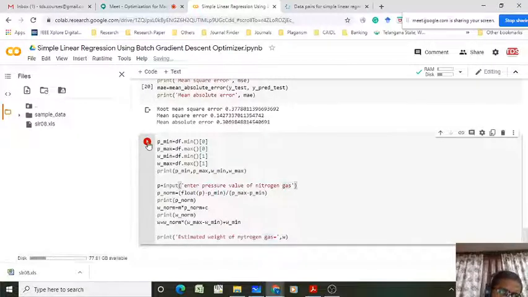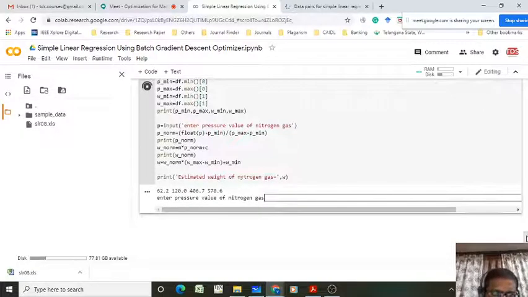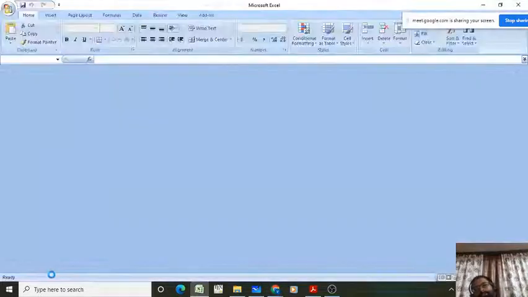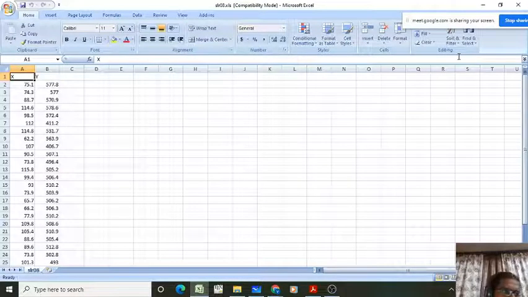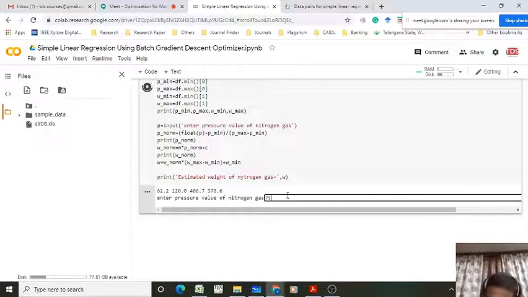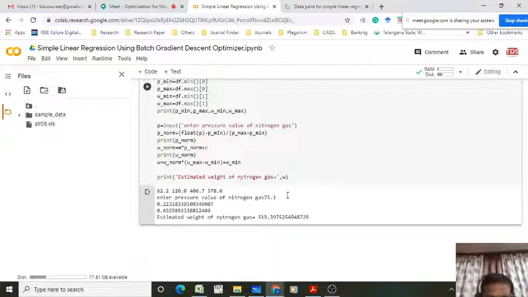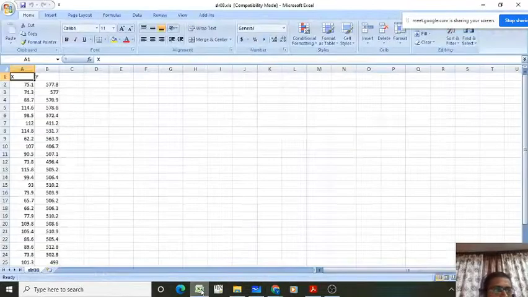And now prediction in real time. Now it is asking to enter the pressure value. So what are the values here generally? I am giving some value, 75.1. So it's giving some value, how much it is estimated. So the nitrogen gas pressure is 75.1 and the estimated value is 519, 520. The actual value is 577.